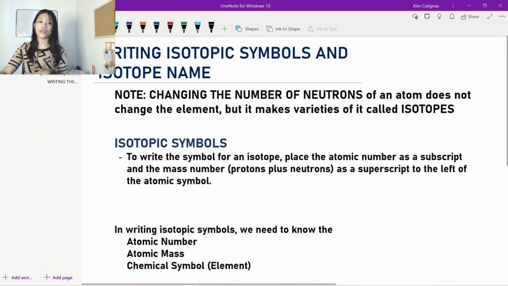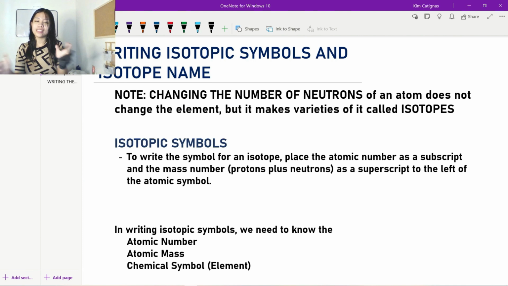Ngayon, I will teach you how to write isotopic symbols and also isotope name. So, kahapon, sinabi natin, pag nagbago ang number of protons, mag-iiba ng element yon. Pag nagbago naman ang number ng electrons, magiging ion na yung atoms. What if yung neutrons yung nagbago? If nag-change yung number ng neutrons ng isang atom, hindi magbabago yung element, same lang yung protons, same lang yung number ng electrons, but it makes varieties of it called isotopes.